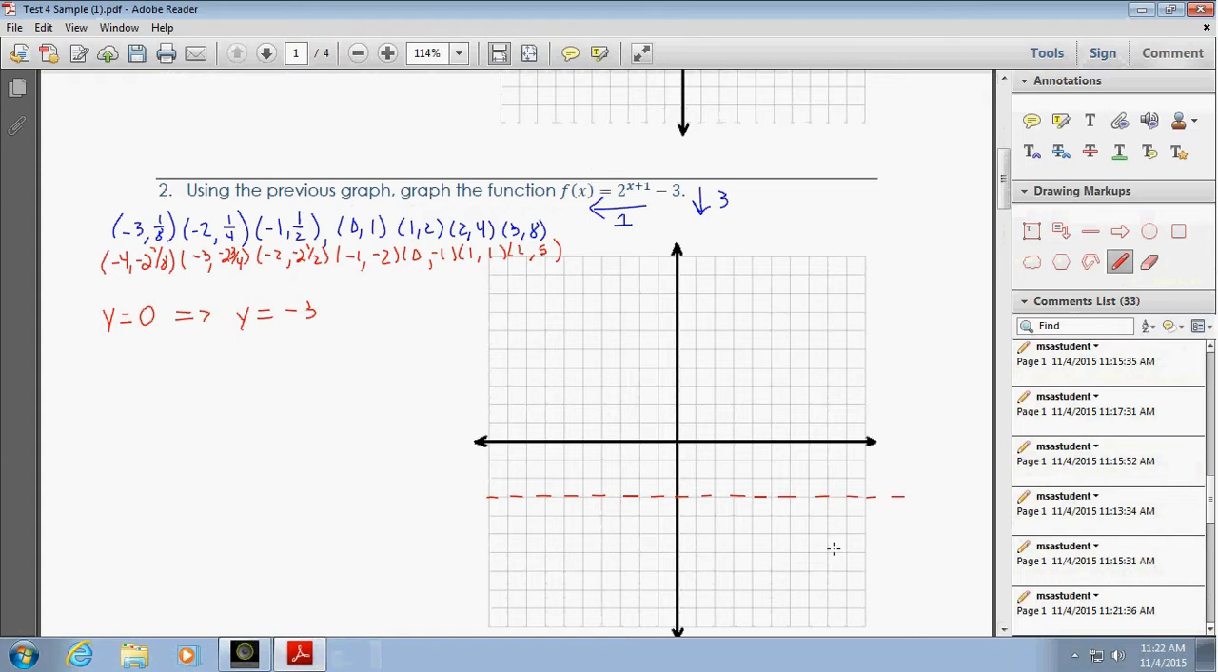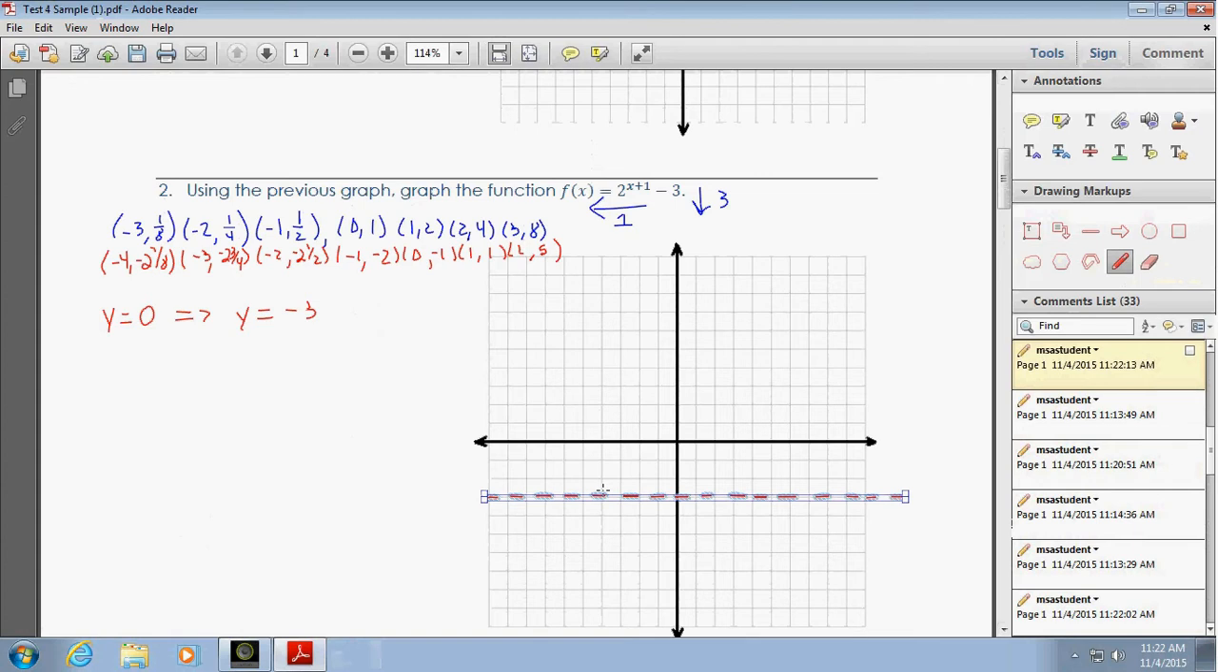Okay. And then plot all of our points. Negative 4, 1, 2, 3, 4, 2 and 7 eighths. It's way down here. Somewhere down there. Negative 3 and 2 and 3 fourths. Somewhere over here. Negative 2 and negative 2 and a half. Here. Negative 1 and negative 2. Here. Hey, that one worked.